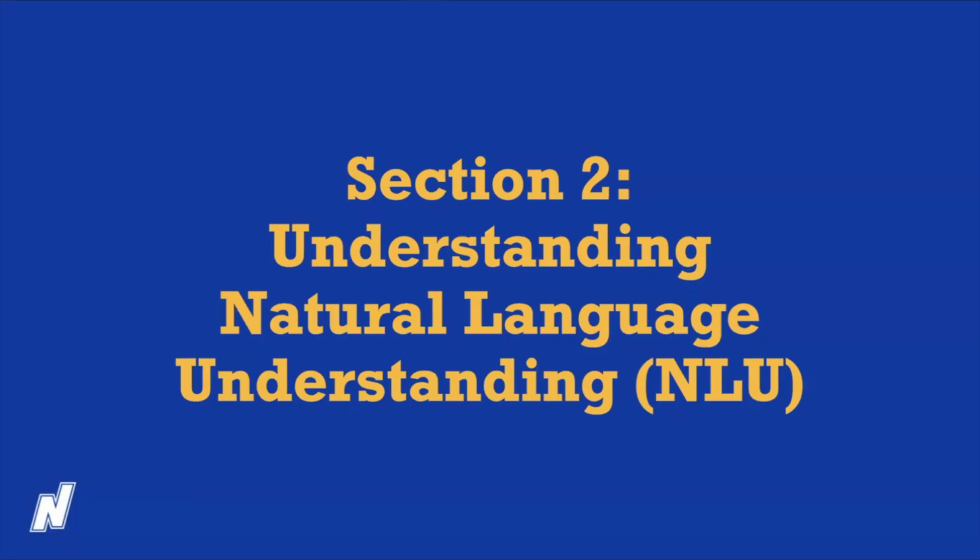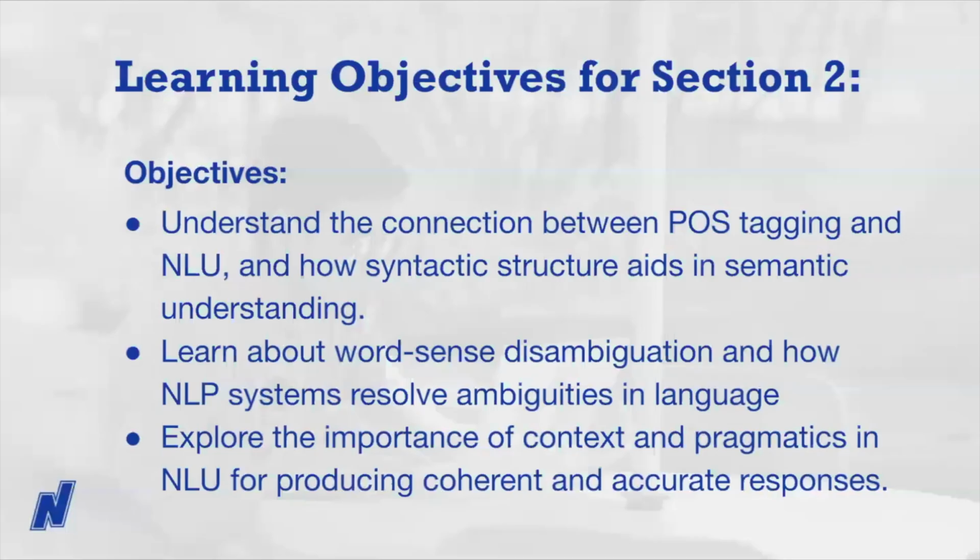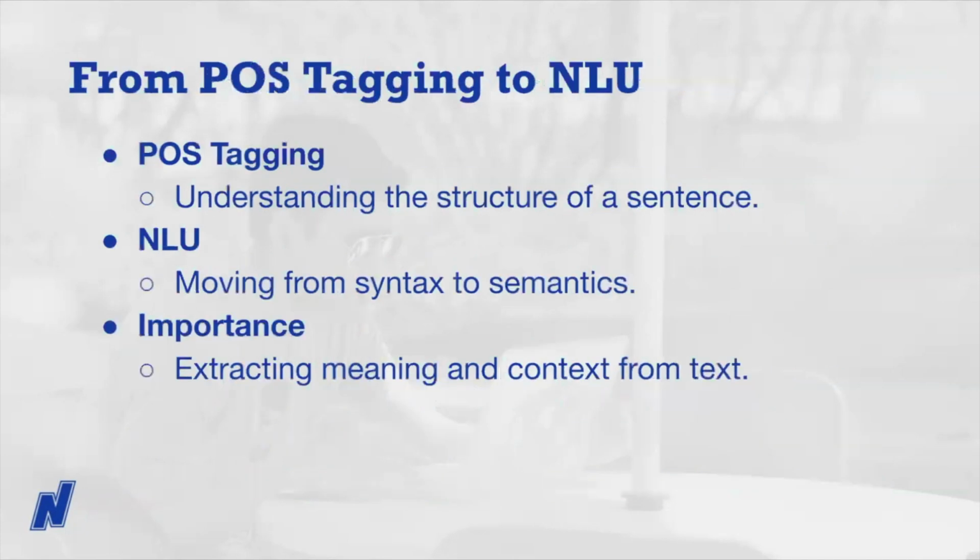So let's jump into section 2 now, understanding natural language understanding, or NLU. We've already talked about POS tagging and how important it is. Now we want to dive more into how these systems understand language, and to do that, let's jump from POS tagging to NLU. We previously understood that POS tagging helps to identify the structure of a sentence and how words are organized, but understanding language at this level only gets us so far.